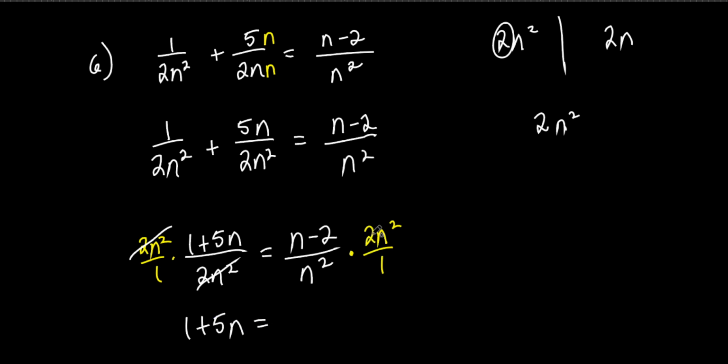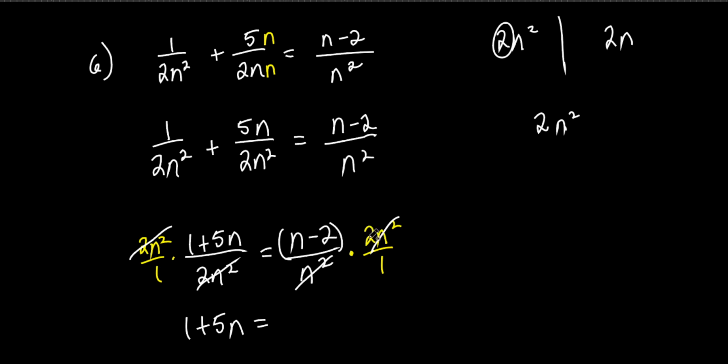What happens here? Does this 2 cancel? No, because I don't have a 2 on the bottom. But the n squared does. This n squared cancels out with that n squared. So I'm left with 2. What is that 2 doing to this n minus 2? It's multiplying. Now this is a little bit different than the first problem, just a little bit. It's multiplying by this, so I've got to put that in parentheses.